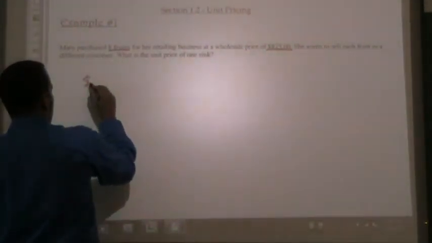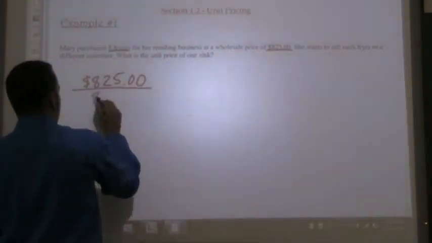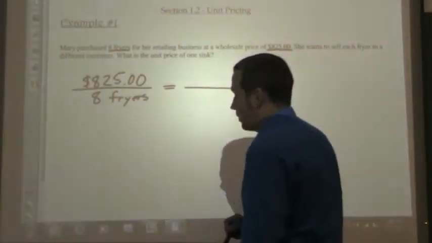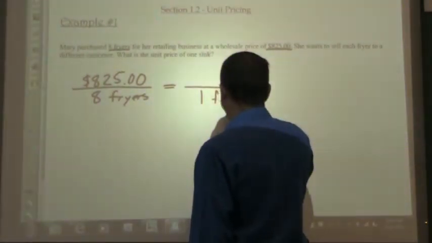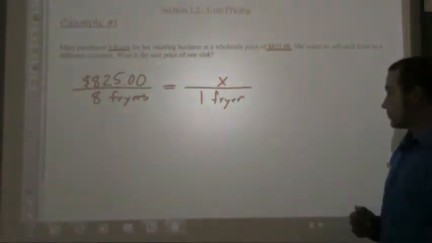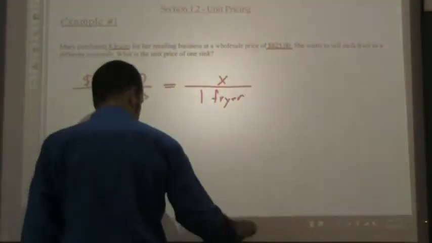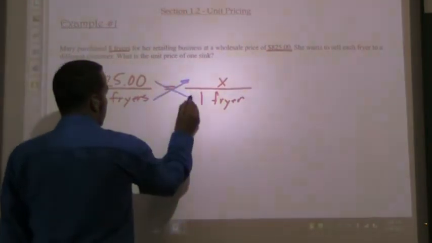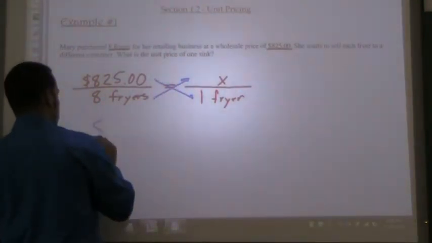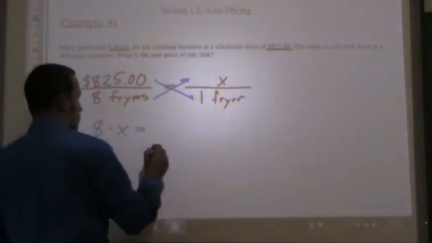We know that it is $825 for 8 fryers. I want to know how much then is it for one fryer. And we're going to put our unknown as X on the top, and we'll do our cross multiplication the same as last time. So, there's our cross multiplication. I have 8 times X is equal to 825 times 1.